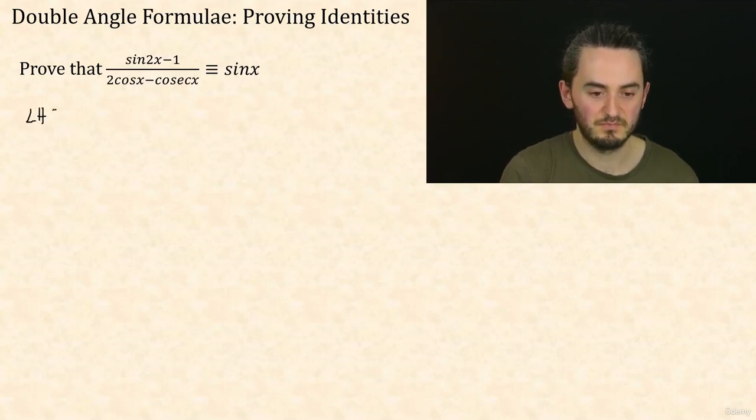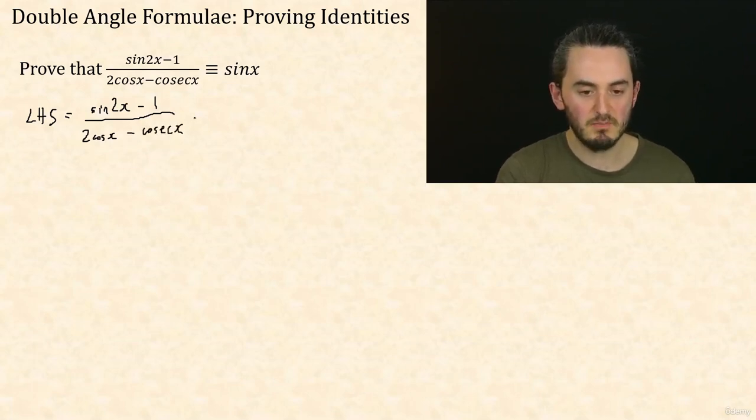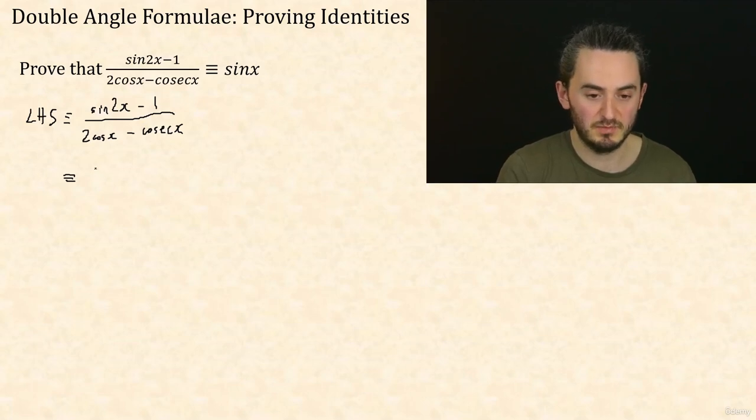So we start on the left. Left-hand side is sine 2x minus 1 over 2 cos x minus cosec x. Okay, well, I'm basically hoping that a whole bunch of stuff is just going to cancel, cancel, cancel and leave me with sine x somehow. What can I do to begin? Pretty much the only thing that we can see that we can do is expand this sine 2x. You know you don't want any double angles on the right, so you might as well clear it up on the left by expressing that as 2 sine x cos x minus 1.